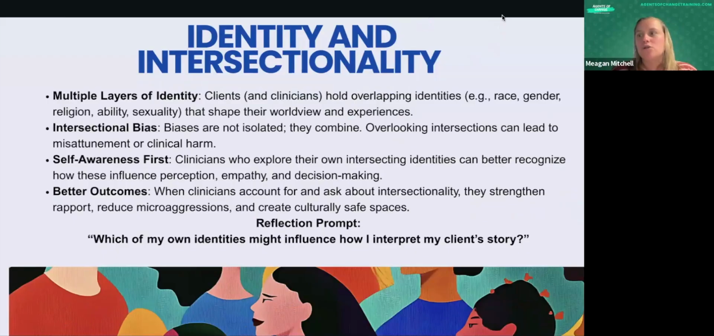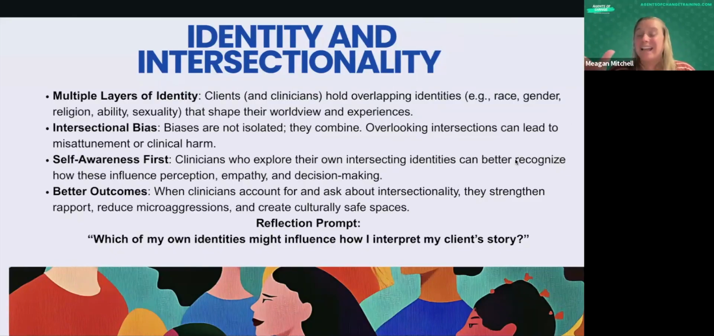So what I encourage you to do when you're working with clients is, appropriately, talk with clients more about what these different layers are. Maybe you don't get to it right away in the therapeutic relationship, but there is time and space to do that. Okay. Biases are not isolated, they combine.